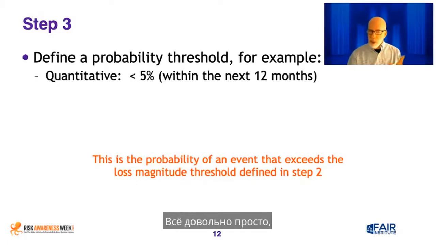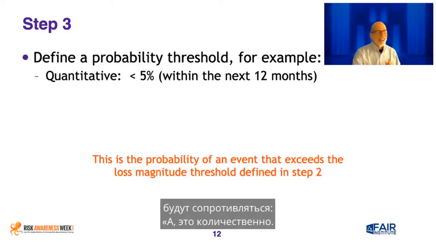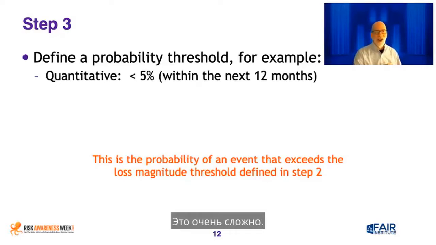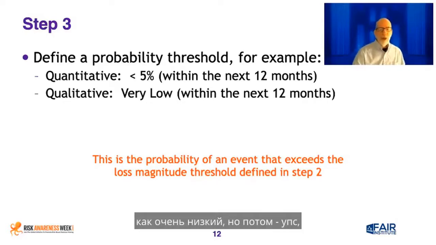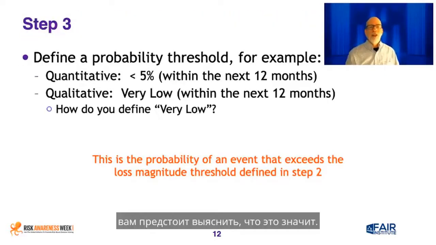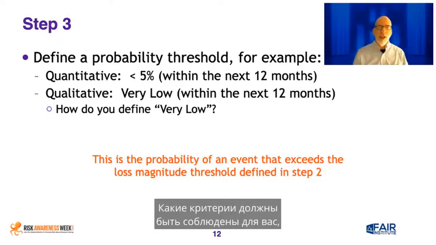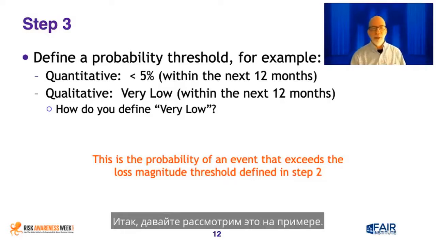So simple enough. However, some organizations, I can easily imagine, will push back and say, it's quantitative. That's really hard. We're not ready to be quantitative from a probability perspective. Okay. You can define your qualitative threshold as very low, but then you still have to define what that means. What criteria have to be met for you to feel comfortable that you are in that very low state? So let's look at an example of that.